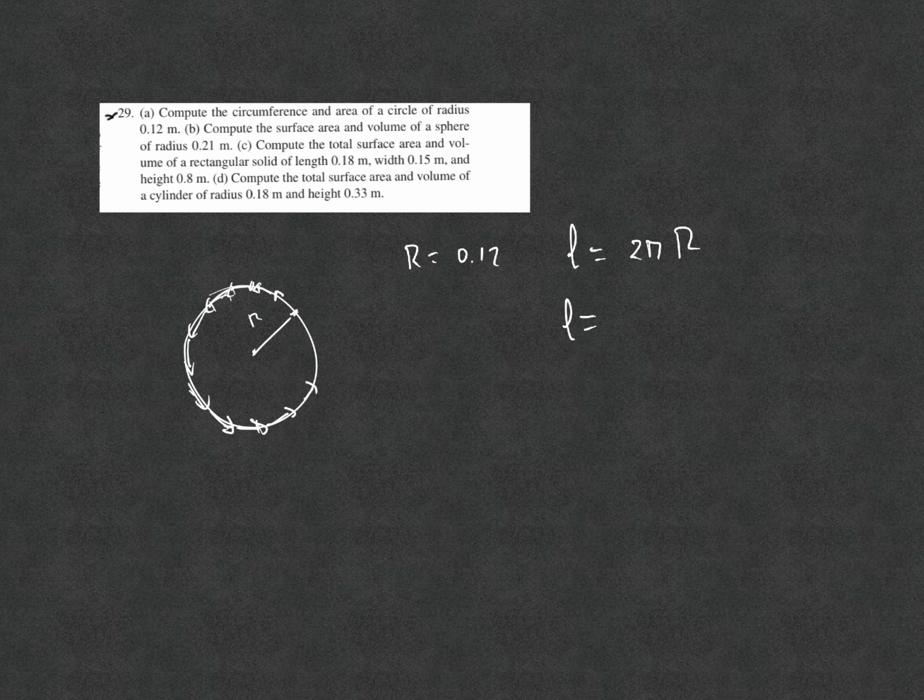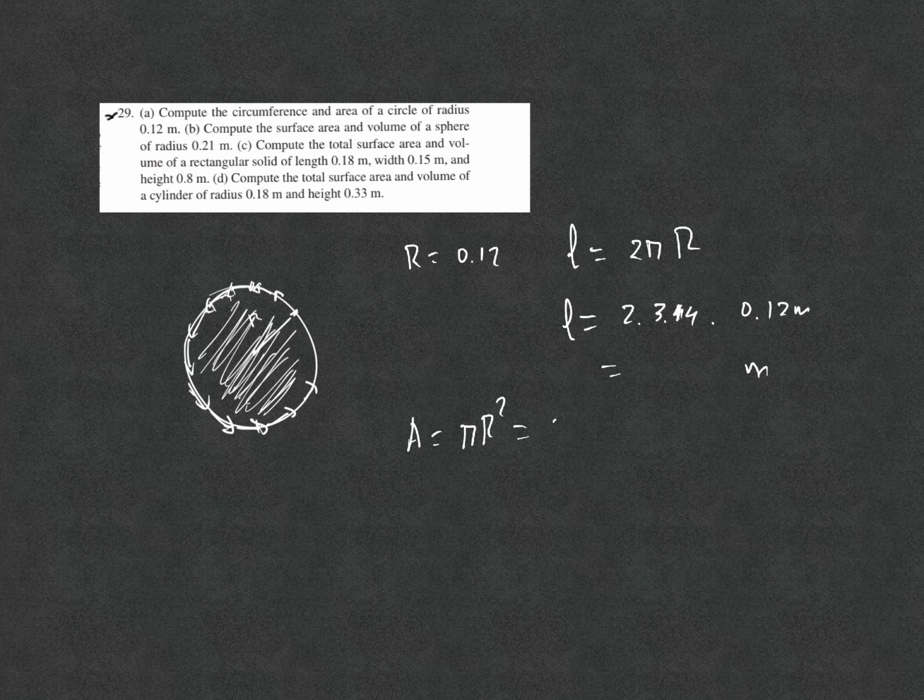So in this case, the circumference would be 2 by 3.14 by r, 0.12 meters. And this length will be in meters. You multiply and you obtain the result. And the area refers to the space, the surface that is here on this radius. The area is pi r squared. So it's 3.14 by the radius 0.12 squared. You multiply and you will obtain the result.